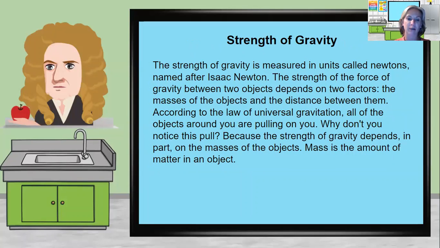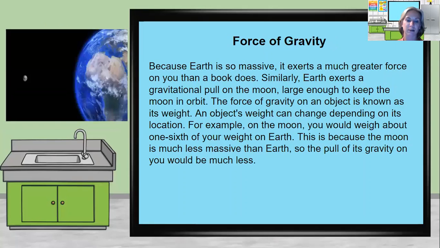The strength of gravity is measured in units called newtons, named after Isaac Newton. The strength of the force of gravity between two objects depends on two factors: the masses of the objects and the distance between them. According to the law of universal gravitation, all of the objects around you are pulling on you. Why don't you notice this pull? Because the strength of gravity depends in part on the masses of the objects, and mass is the amount of matter in an object.